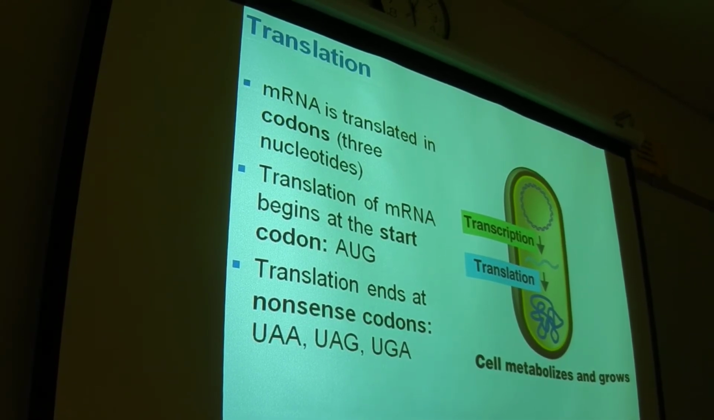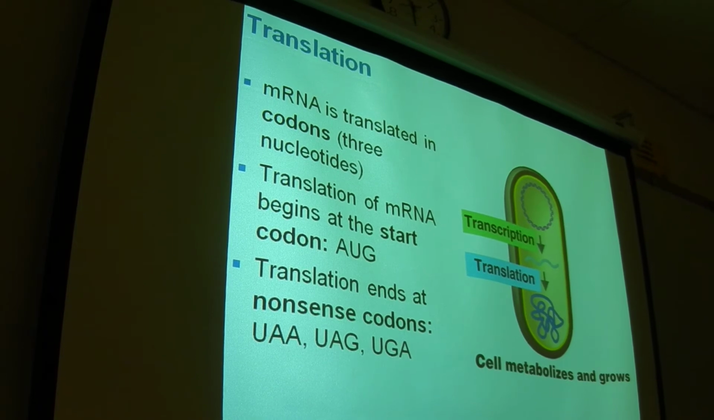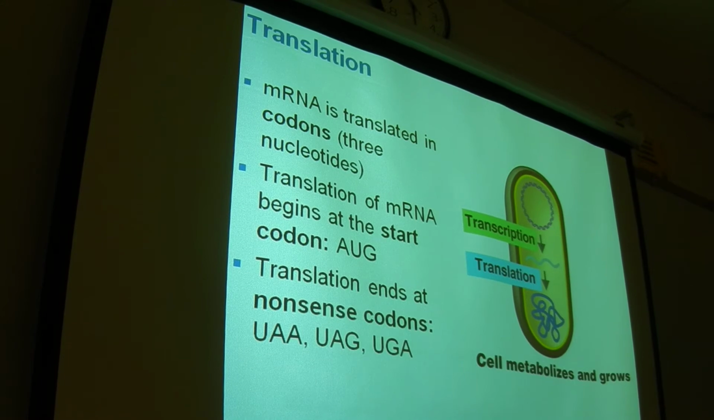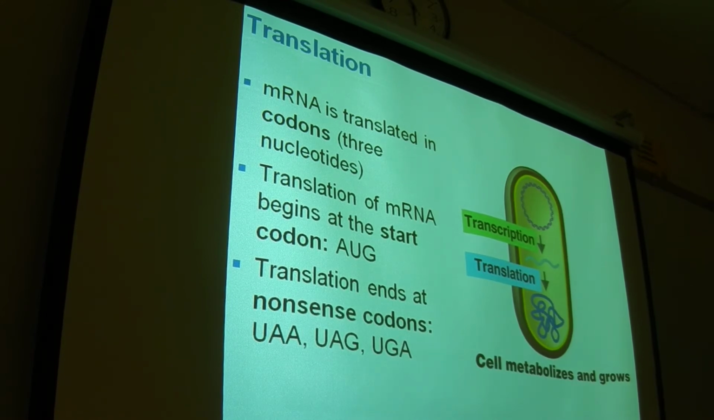Okay, so messenger RNA, which again is made from the DNA, is translated in codons. So we'll talk about codons. Codons basically means 3 nucleotides. So a group of 3 nucleotides, A, C, G, whatever it may be, those 3 nucleotides together are equivalent to an amino acid that gets converted into a protein. I'll show you that. Translation begins at a start codon.